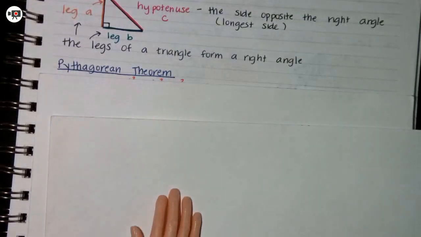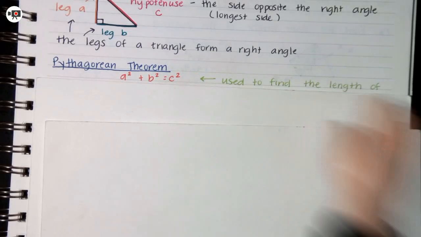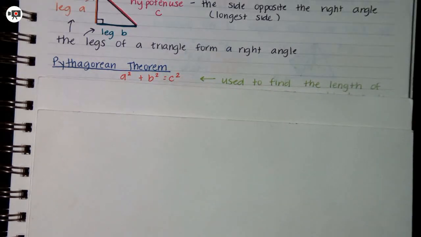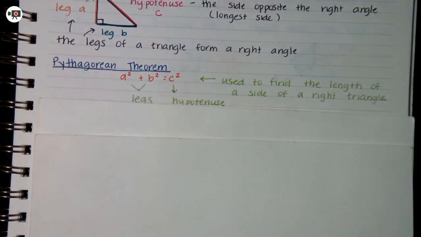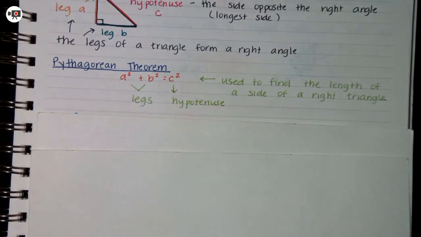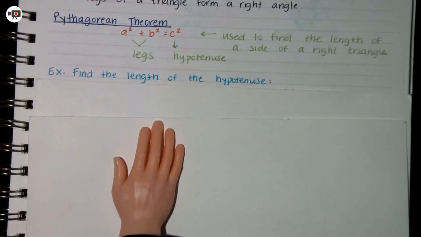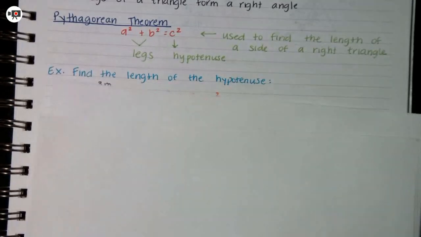Then we have the Pythagorean Theorem, which is a squared plus b squared equals c squared, and we use this to find the length of any side of a right triangle, where A and B are the legs and the hypotenuse is C. Then we're going to find the length of a hypotenuse.